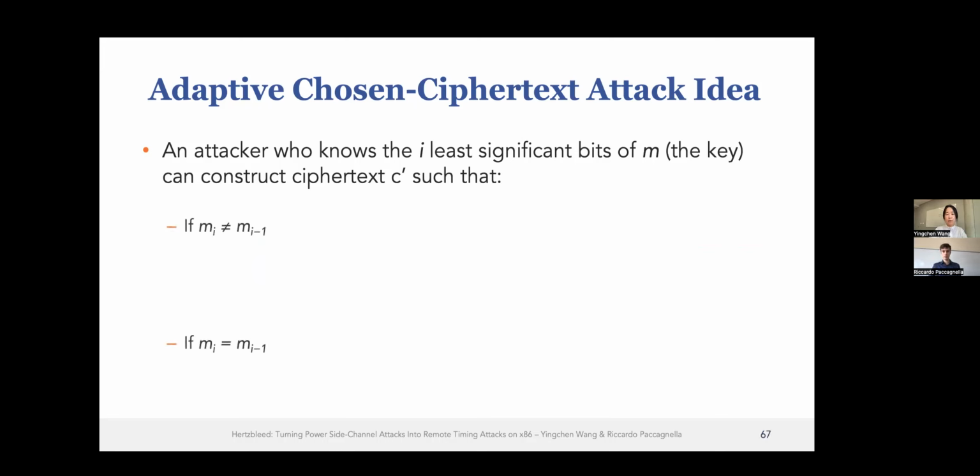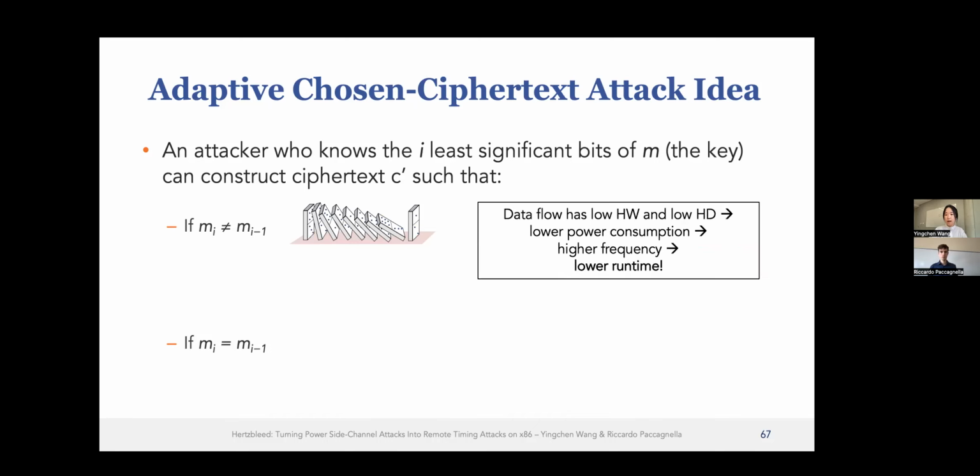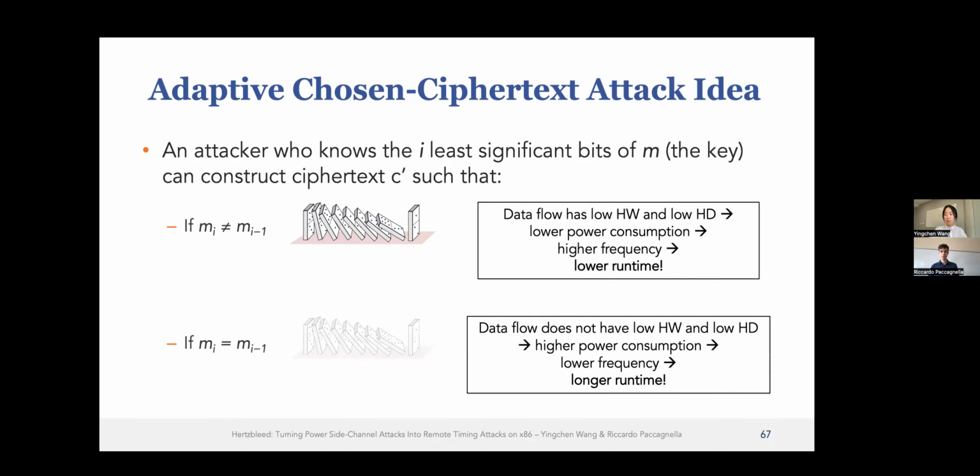Therefore, if m_i does not equal m_{i-1}, there's a domino effect on zeros, and the data flow has low Hamming weight and low Hamming distance, the CPU consumes less power, the CPU runs at higher frequency, so the program executes in shorter running time. In the other case, the program executes in longer running time. We can use such a behavior as an oracle to extract the secret key bit by bit, and that's how we design our Chosen-Ciphertext attack.